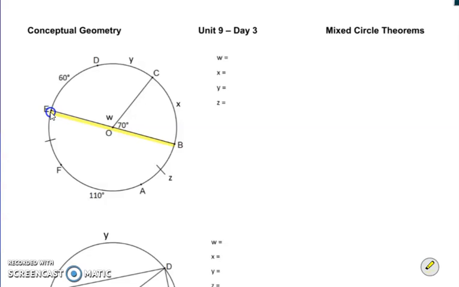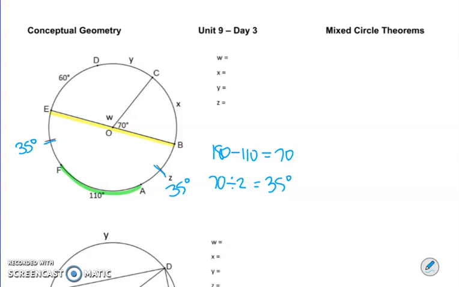Remember, it always divides a circle into two equal parts, so 180 degrees and 180 degrees. Since this arc here is 110 degrees, and these two are equal, we can take 180 degrees minus 110, that gives me 70. And divide that by 2. So that gives me 35 degrees. So Z I know is 35 degrees, and this arc over here is 35. I might need it later, maybe not.